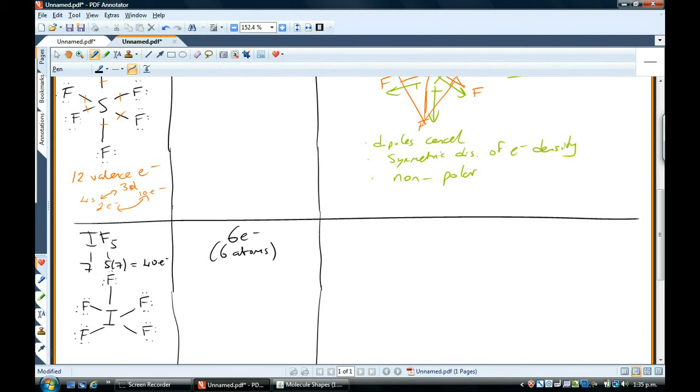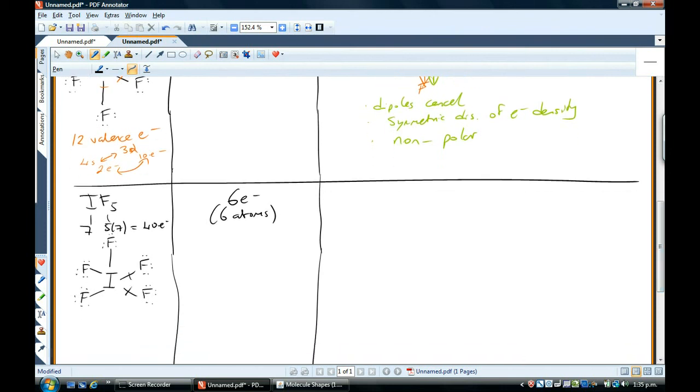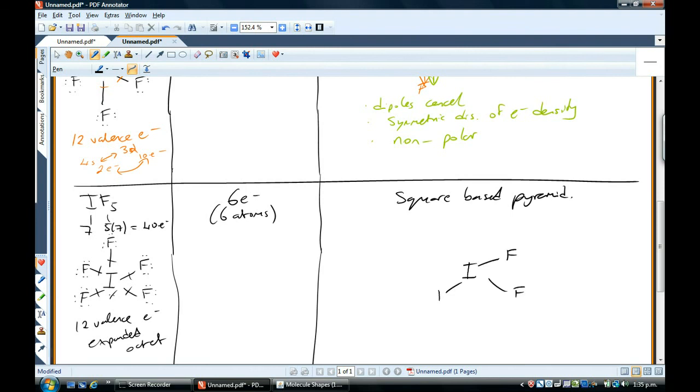Again, iodine here has 12 valence electrons, for the same argument as it was for sulfur. So it has 2, 4, 6, 8, 10, and a lone pair there, which makes 12. So 12 valence electrons, and that's an expanded octet as well. Okay, this shape is a square-based pyramid.